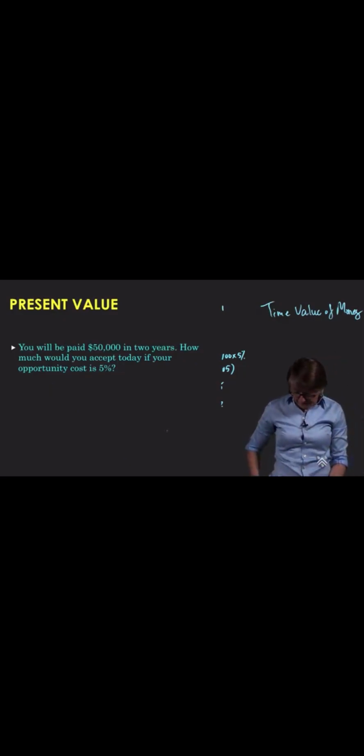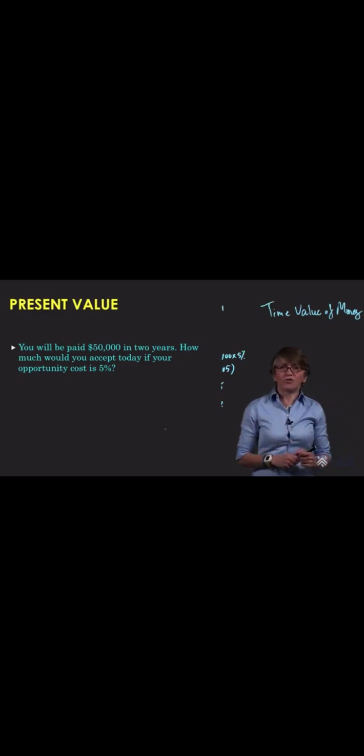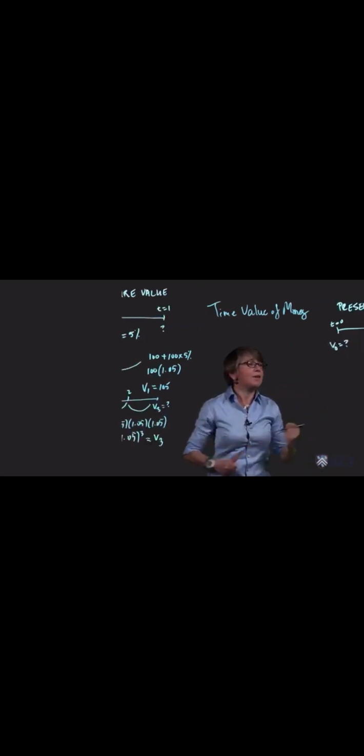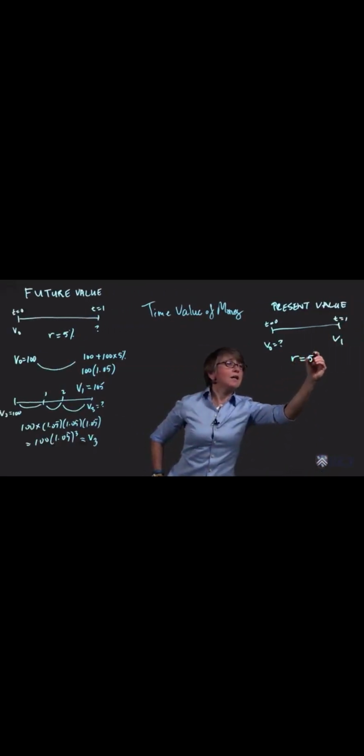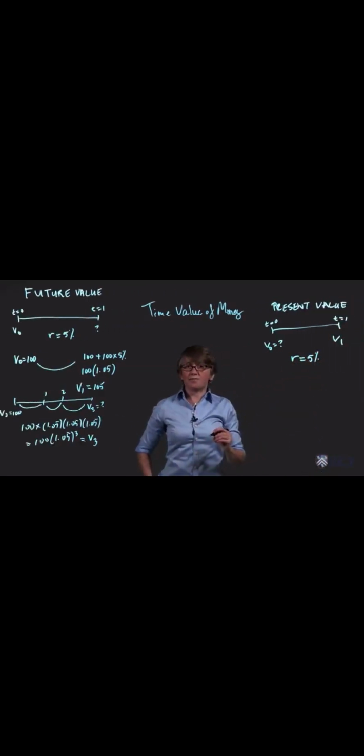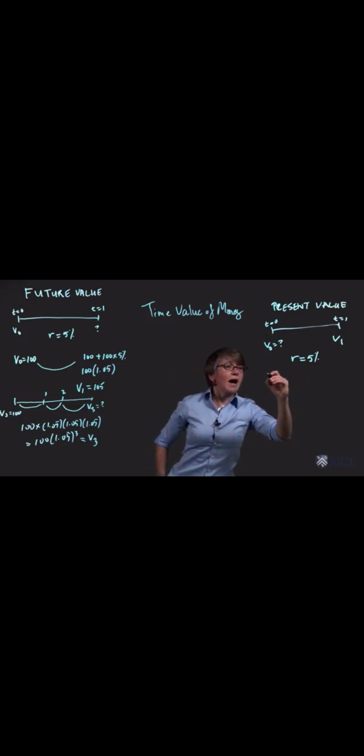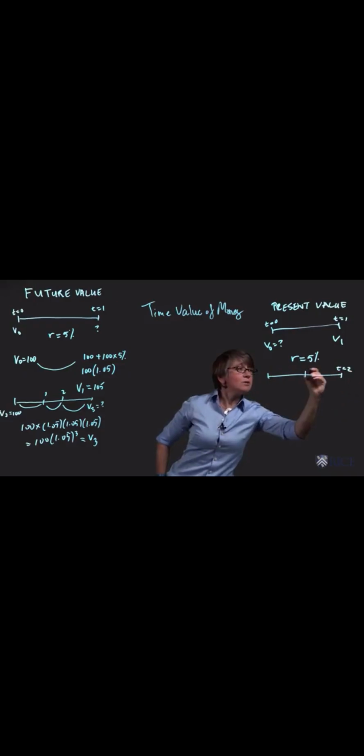So what if you will be paid $50,000 in 2 years, right? What is the amount you would be willing to accept today if your opportunity cost of capital is 5%? Right, so again, your opportunity cost is 5%. This time I have a cash flow at time 2, 50K. What is its present value?